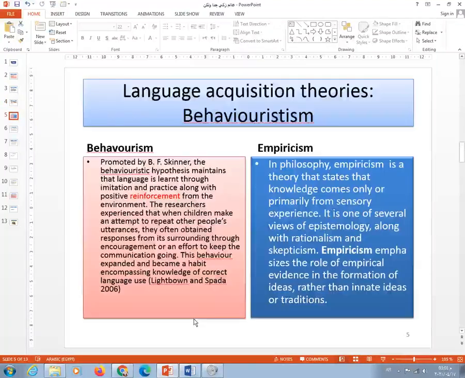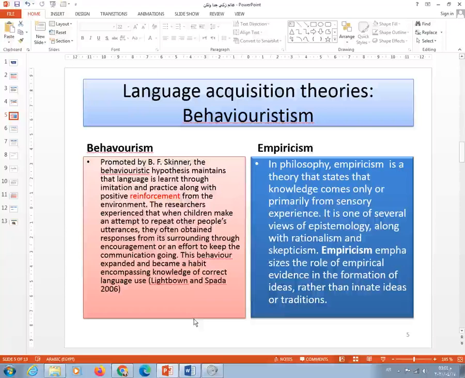Let's move on to language acquisition theories. We start with the first one, which is behaviorism, and it's related to empiricism. Empiricism is a philosophy that says that knowledge comes only or primarily from sensory experience. Knowledge is what we experience, what we see, what we hear, what we touch, and so on. It is one of several views of epistemology. Epistemology means knowledge. For example, we have other paradigms such as rationalism and skepticism.